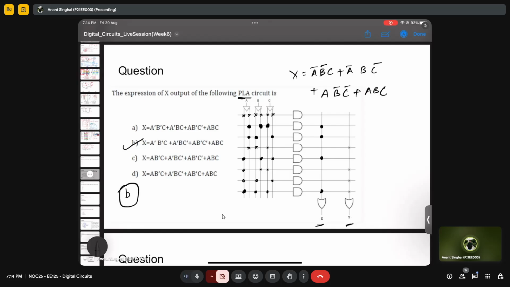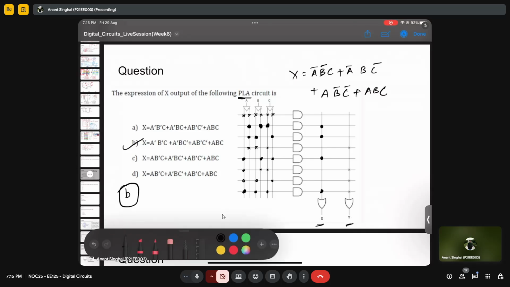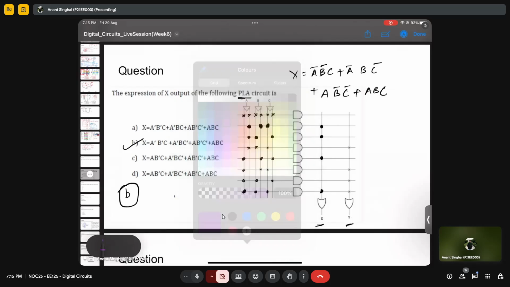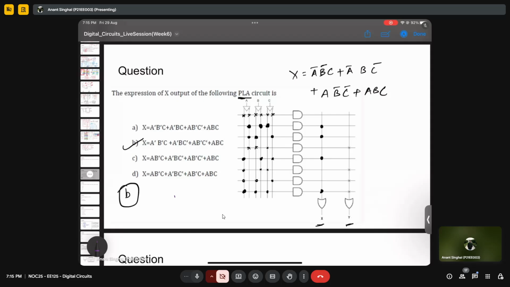Is this clear to everyone? This is a straightforward question, so I've not elaborated much. Wherever the connection is, you just need to write the expression for that. Please let me know if it is clear quickly. Okay. So let's do maybe one quick counter question.